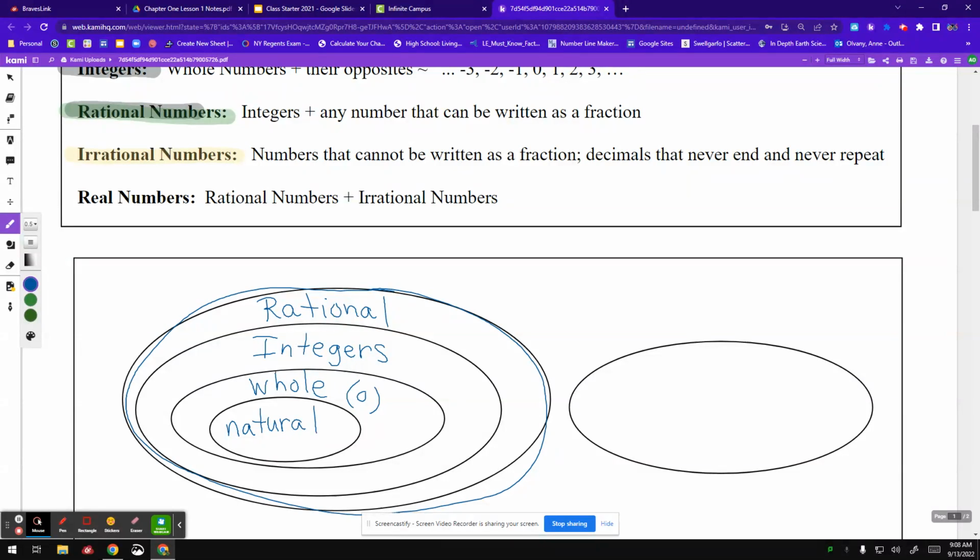Numbers that can't be written as a fraction, that never end and never repeat, are irrational numbers. Pi is an example of an irrational number. I'm missing the middle, and I didn't fix it because we're moving soon, but 3.1415926 something something 932 goes on forever, and there's no pattern to the numbers. It's called irrational. They are in their own circle. They aren't part of that at all. So integers are not irrational, they're rational.